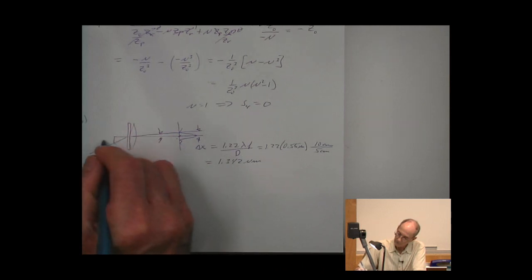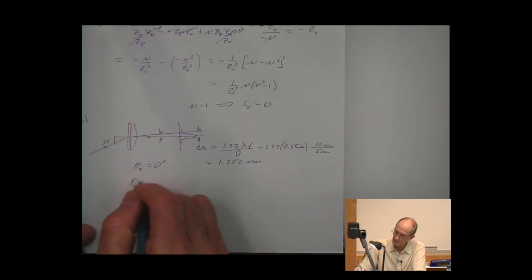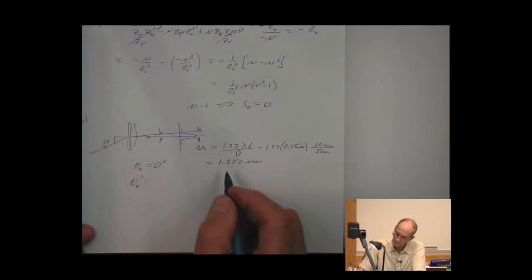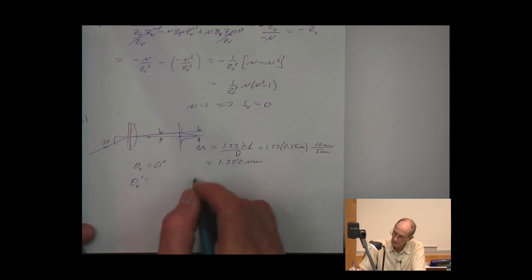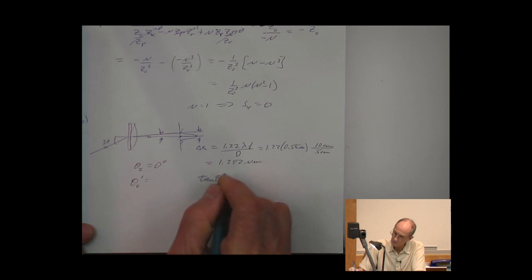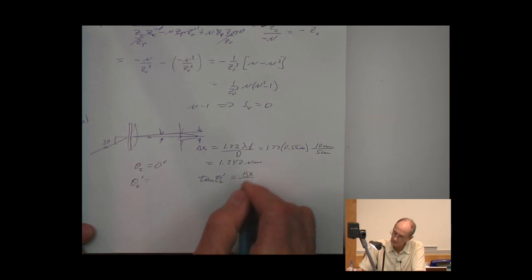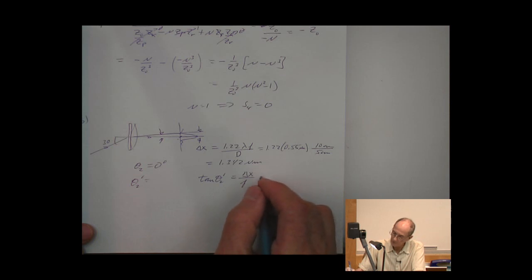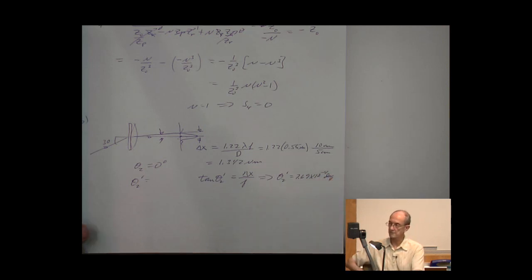When we come in at 30 degrees, we diffract off at 0 degrees, and theta 2 prime is now determined by the tangent. Theta 2 prime is equal to delta x over f, and so this is a pretty small angle. Theta 2 prime equals 7.69 times 10 to the minus 4 degrees. Okay, so it's small, but our grating could supposedly do that.